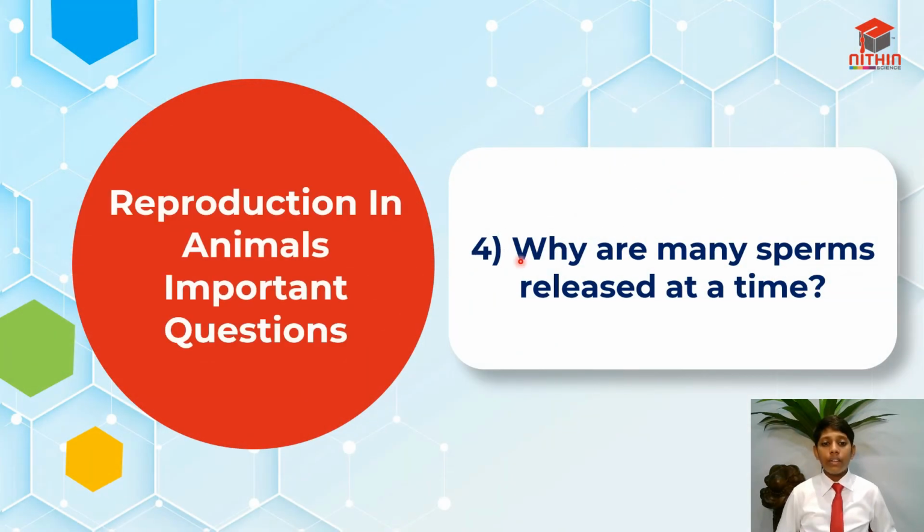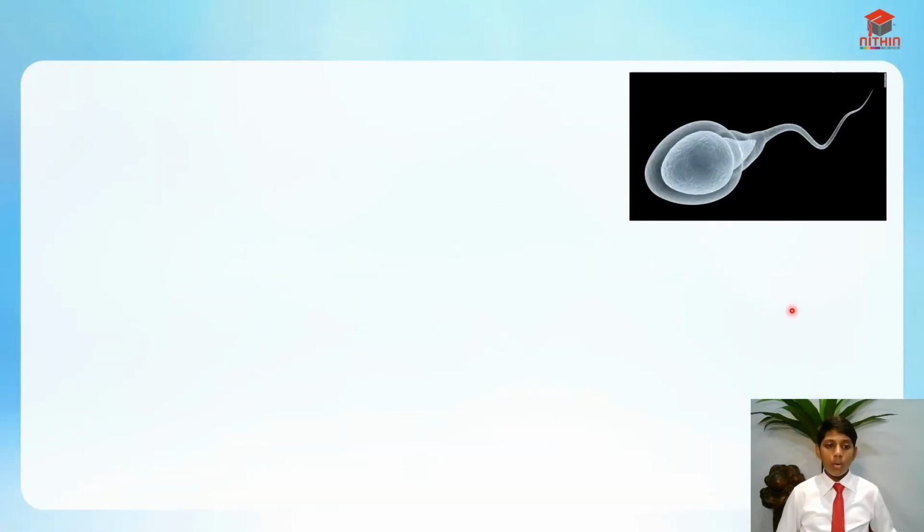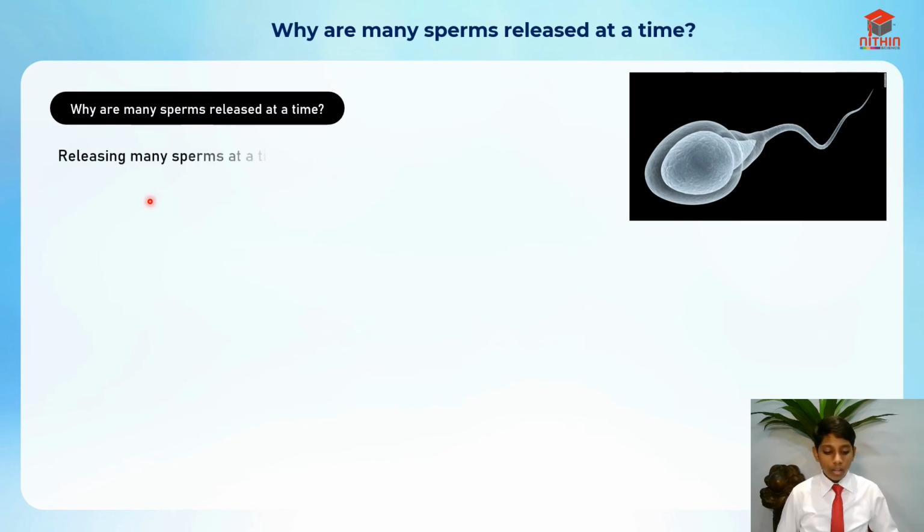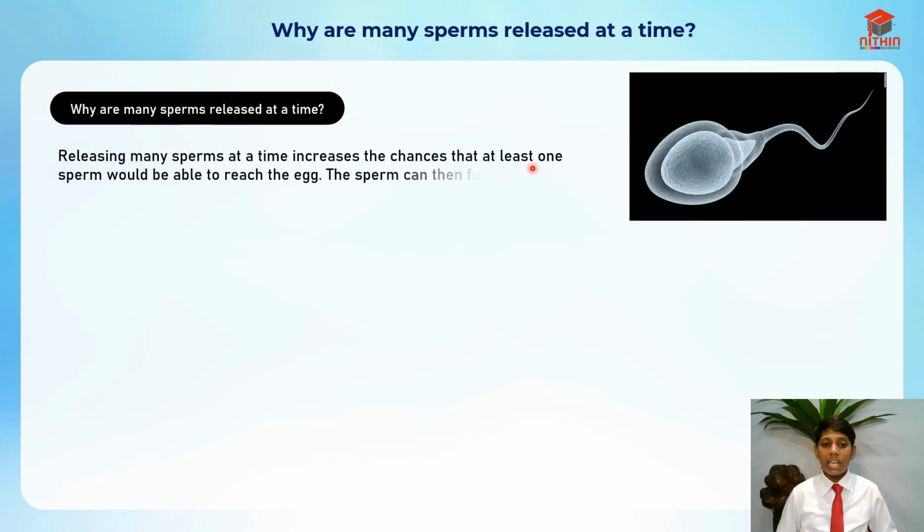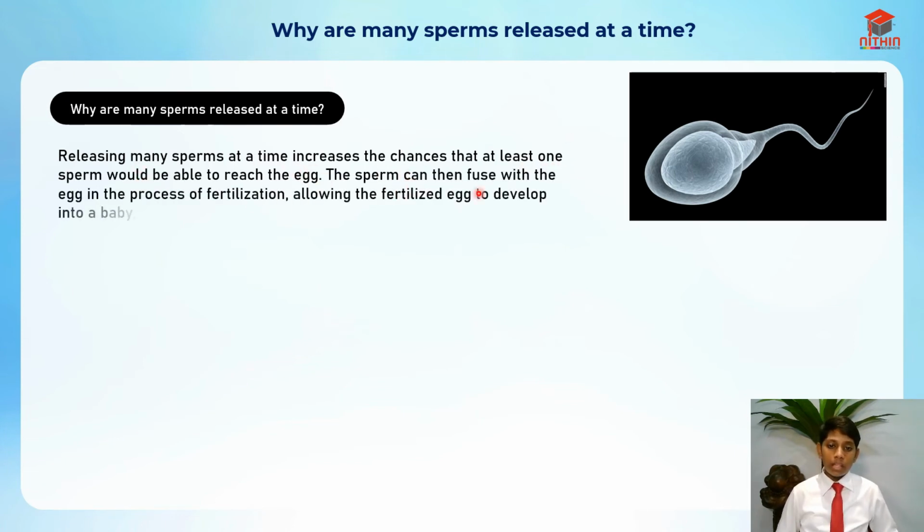Okay, for the fourth question, why are many sperms released at a time? Releasing many sperms at a time increases the chances that at least one sperm will be able to reach the egg. The sperm can then fuse with the egg in the process of fertilization, allowing the fertilized egg to develop into a baby, ensuring the continuity of its kind.